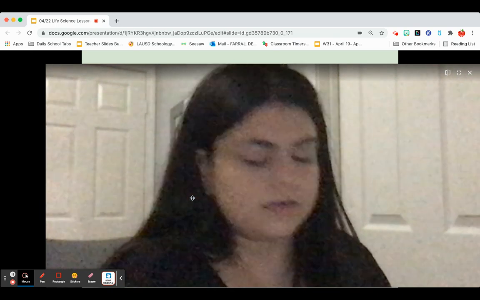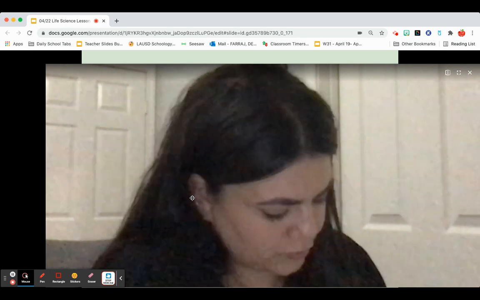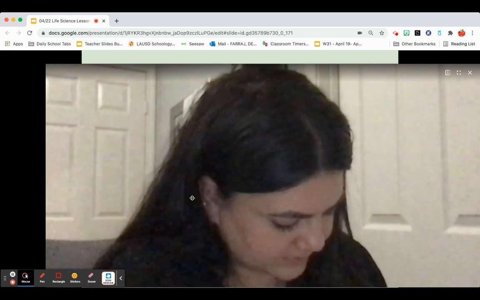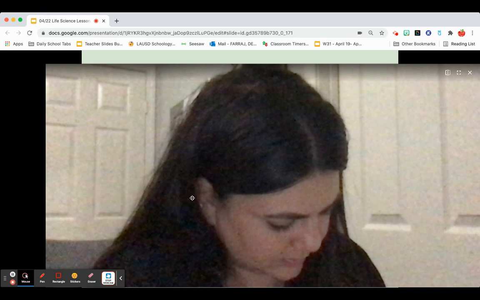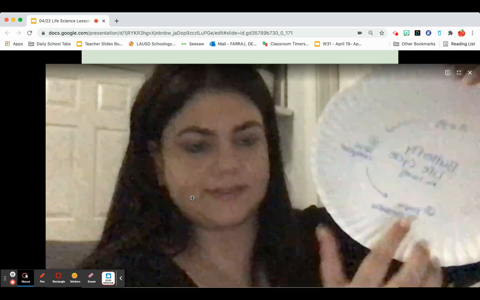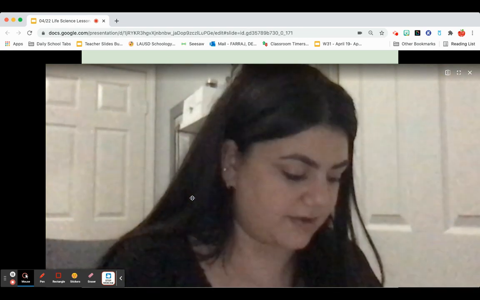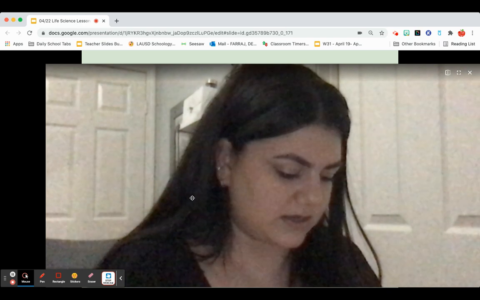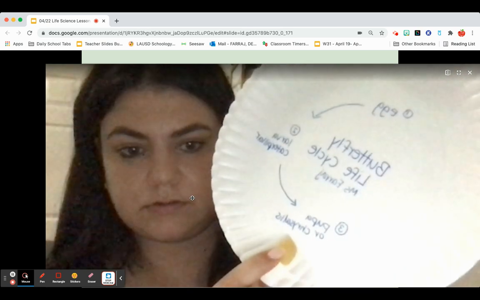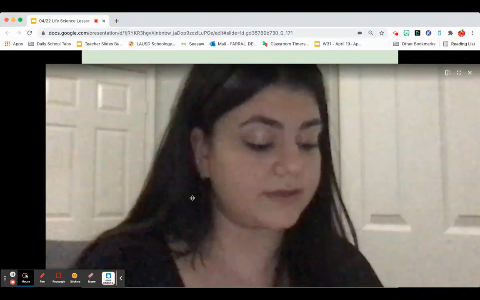Stage number 3 comes pupa or chrysalis. So again, I drew my arrow, pupa or chrysalis. And I'm looking at my pasta to see which ones are in the shape of a pupa or a chrysalis. And I found the one. And I'm going to use this one. Boys and girls, I will post a picture on Seesaw of my completed paper plate so you can reference that as well.